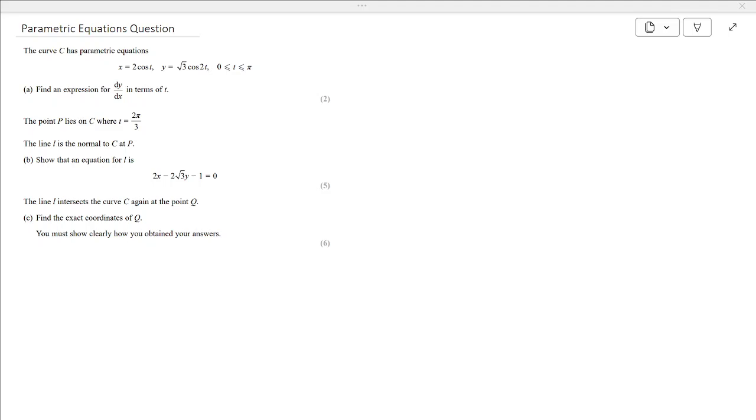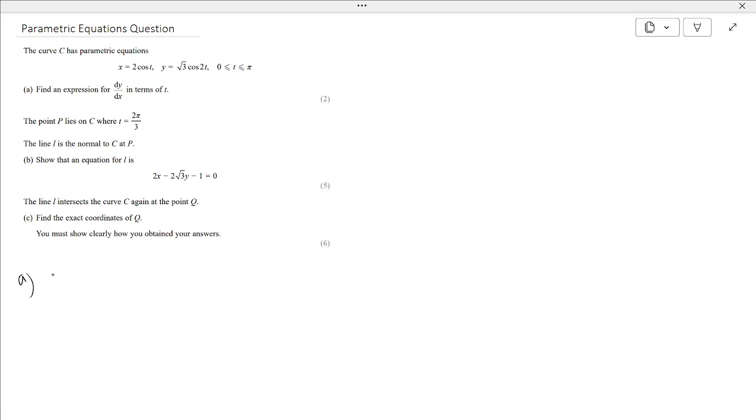Okay, we're doing another parametric equations question. This time, we're going to be differentiating the parametric equation to find the equation of a tangent or a normal. Okay? So we're given our parametric equation, x is 2 cos t, y is root 3 cos 2t. It says, firstly, find an expression for dy by dx.